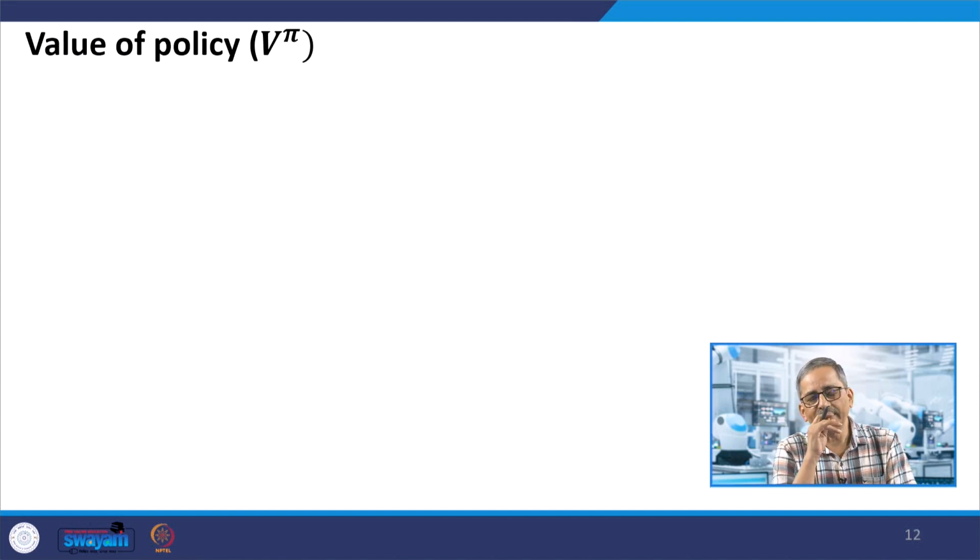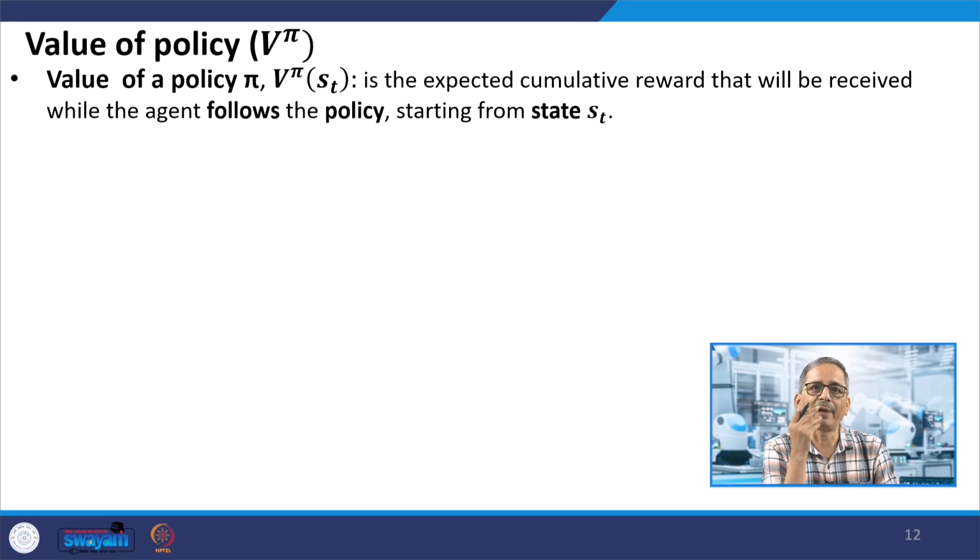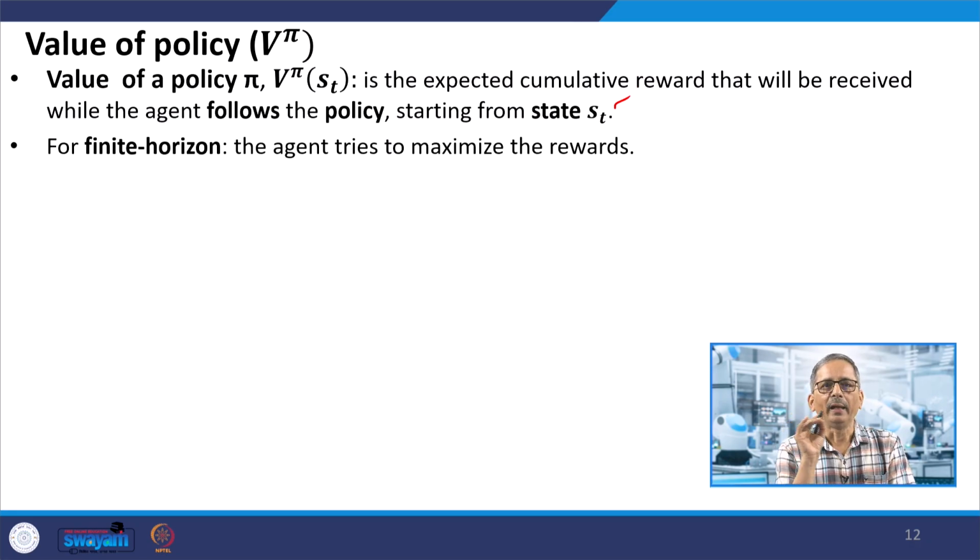Now let us look at what is the value of the policy. The value of a policy is basically the expected cumulative reward that will be received while the agent follows the policy, starting from the state S t. Now for the finite horizon, the agent tries to maximize the reward.